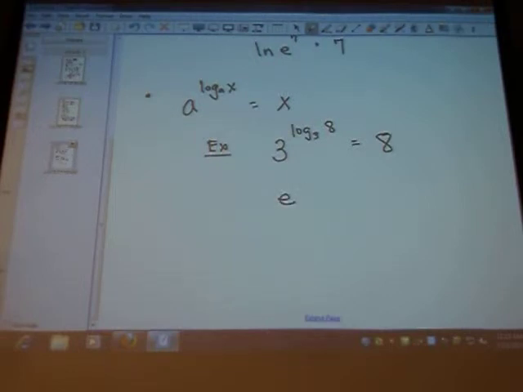If you've got e raised to the ln of 7, that's going to equal 7. And if you reversed it, log base 3 of 3 raised to the 8th power would also equal 8, because they're inverses, like you said.